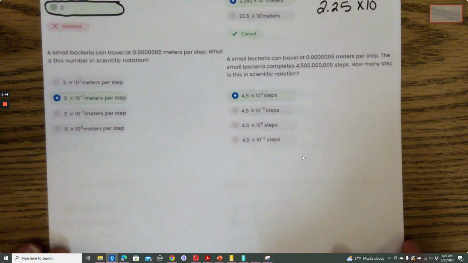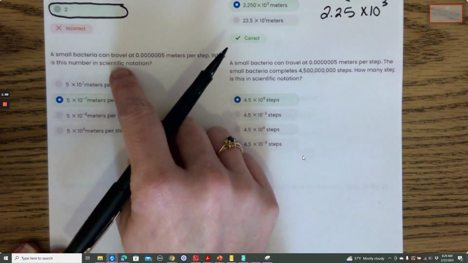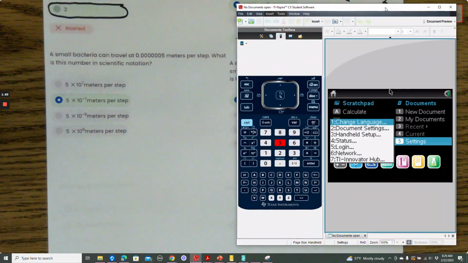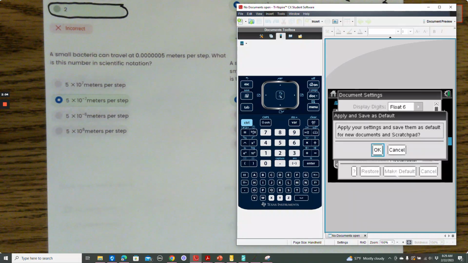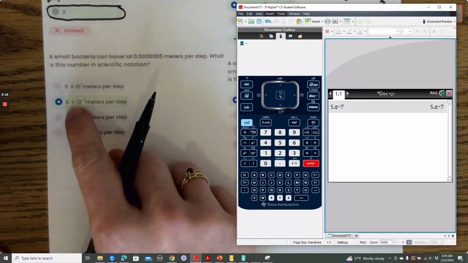All right, a small bacteria can travel, again, this distance in meters per step. What is this in scientific notation? Again, if your calculator is already set in scientific notation, so let me change it back. You can just type this number in. The E is the times 10.